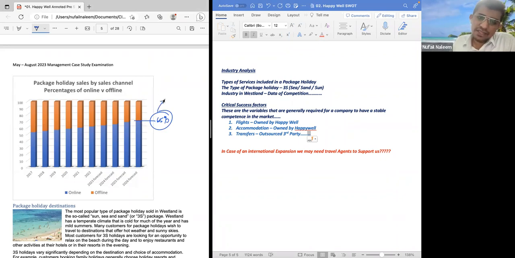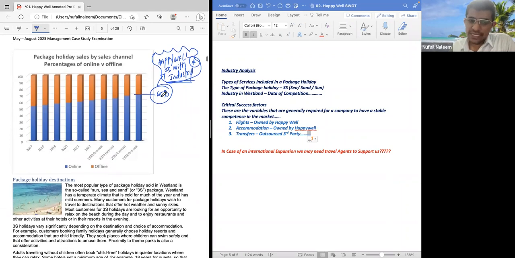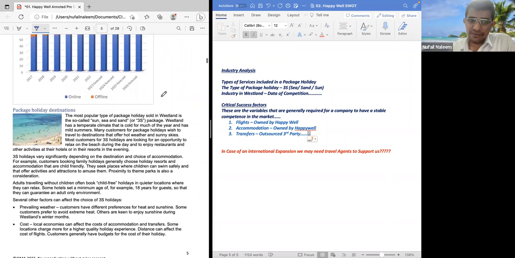So can I write down one thing, students? Happywell is with the industry. Students, can I quickly get a confirmation from y'all in the chat box if you are understanding this point of view? Happywell is with the industry. Competition wise, we are doing very, very well. That is the good point of view. The synthesis is becoming very clear for you all.